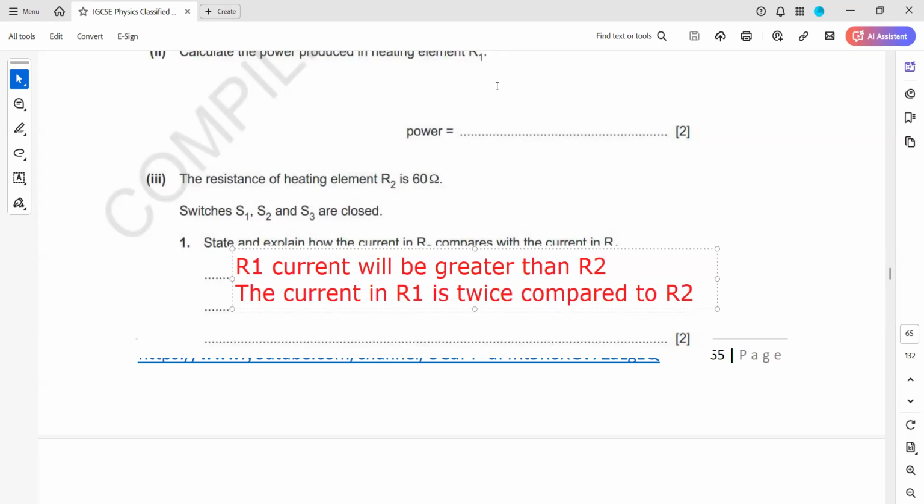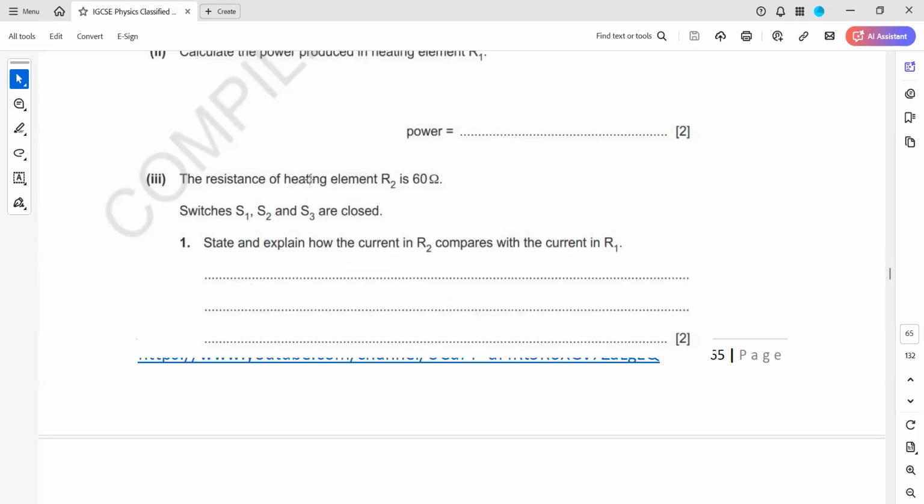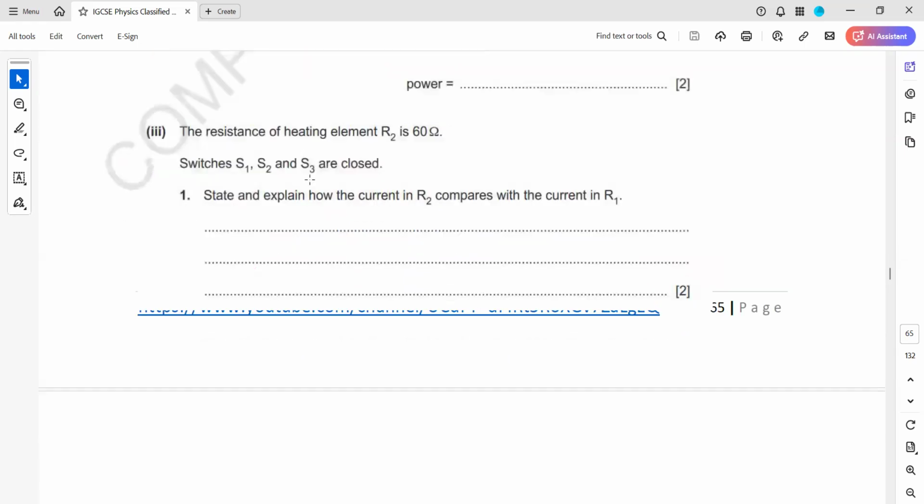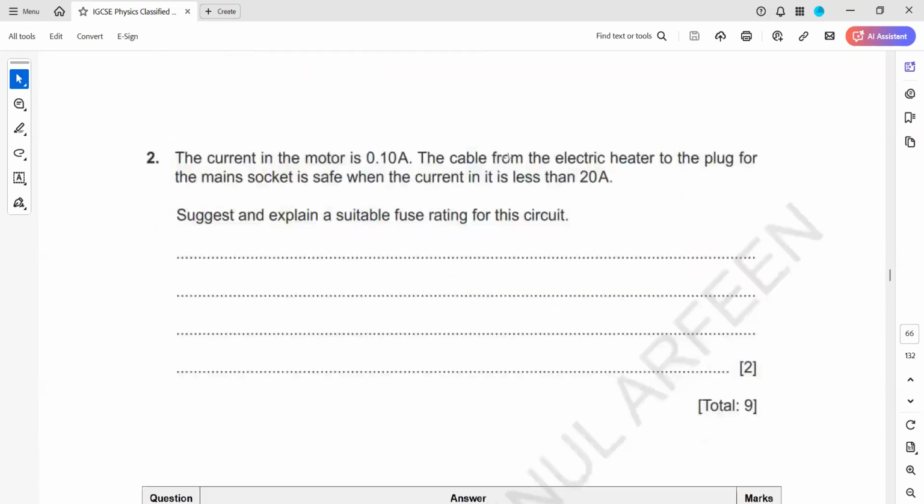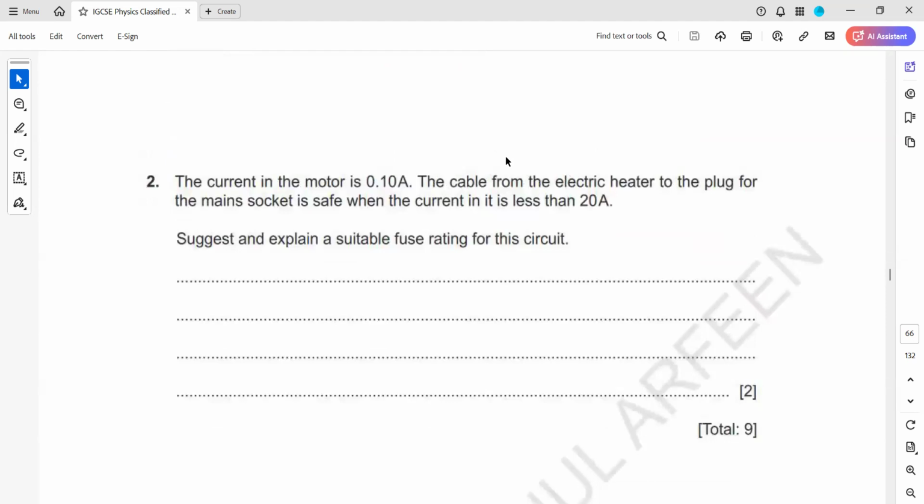Because you already mentioned it, yes? The current in R1 will be greater than R2 because the resistance in R2 is more, the more-than comparison. That will still score marks. The current in R2 will be less than R1. R1 is more, R2 is less.